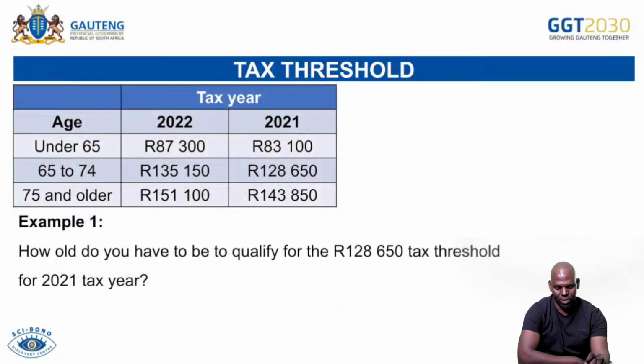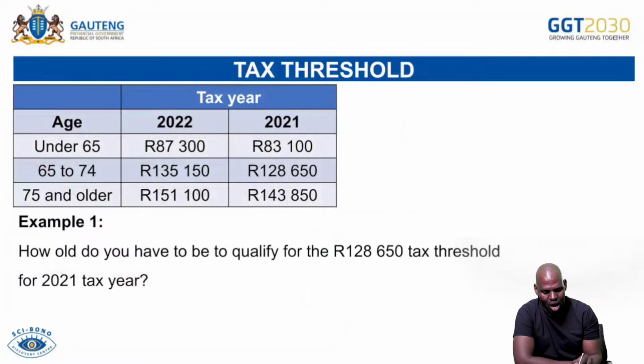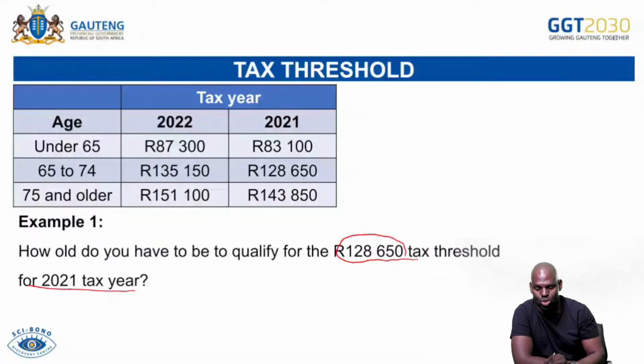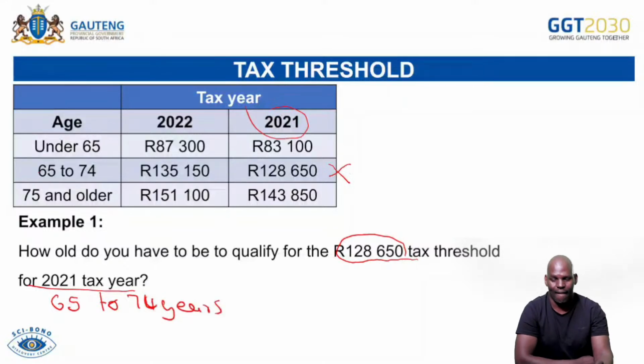Okay, so this is an example, a question about the tax threshold. It says, how old do you have to be to qualify for a 128,650 tax threshold for the 2021 tax year? So now this is 128,650 in 2021. In this case, it was 65 years to 74 years. So any age from 65 years to 74 years. Okay, so this is 65 years to 74 years.